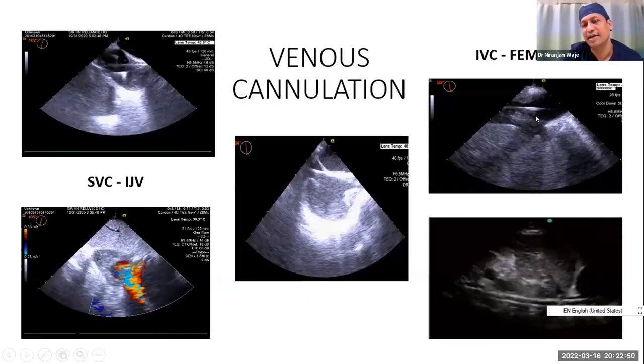On the right-hand side, you can see a deep transgastric view, and you can see the IVC, and these are the hepatic veins. The appropriate positioning of the cannula has to be confirmed in a venous drainage cannula in a VV ECMO. It should not be obliterating the drainage of the hepatic veins.